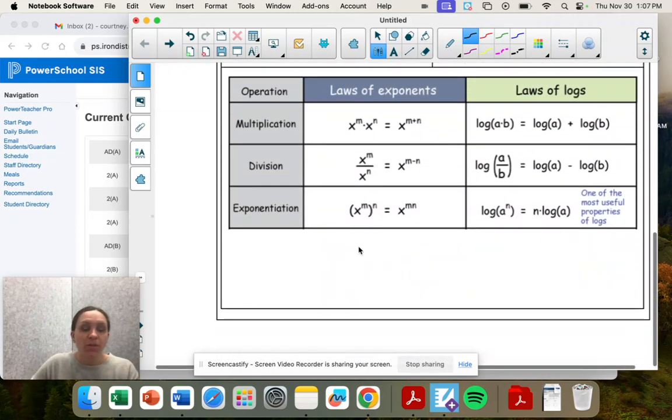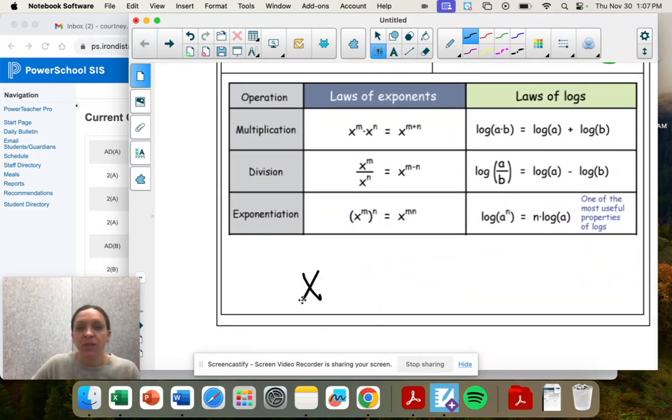There's one more property you need to remember. I have m over n. So I have some number to the power of a fraction. We can rewrite this. This is called rational exponent form.